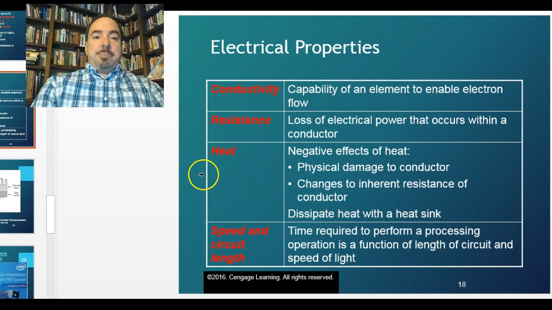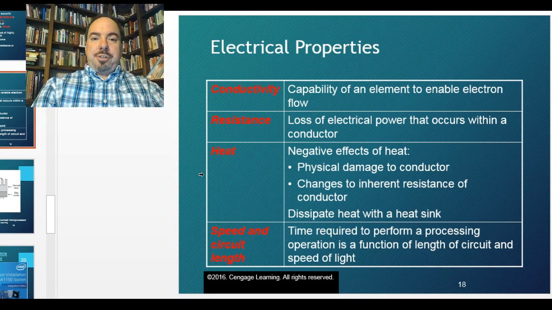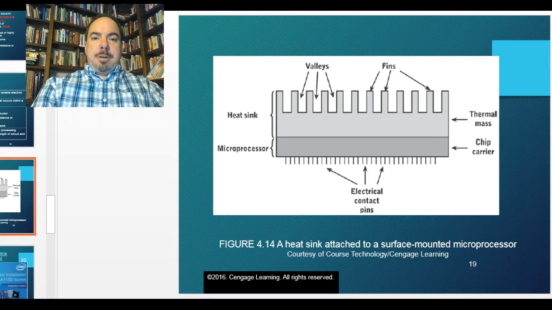So heat is bad for anything electronic. Any electronic device is going to suffer if it gets too hot, and CPUs are especially susceptible to this. Also keep in mind distance, this circuit length down here. The closer something is on the motherboard to where it's going, the shorter the bus, the more efficient it's going to be, which will translate into speed.